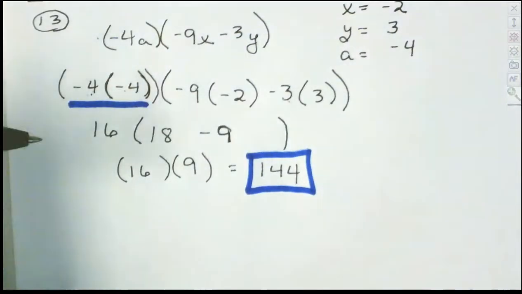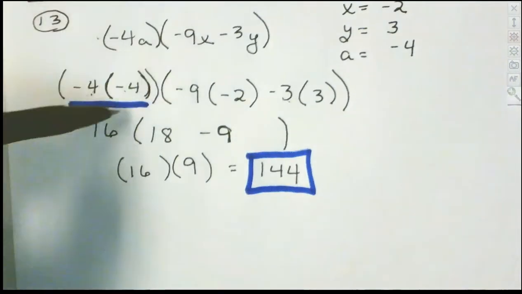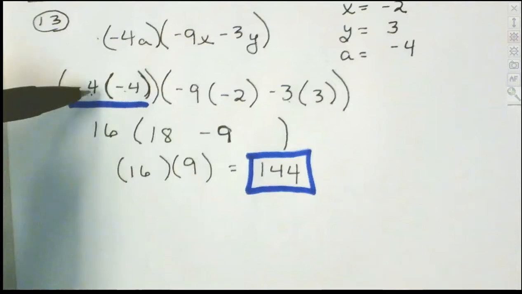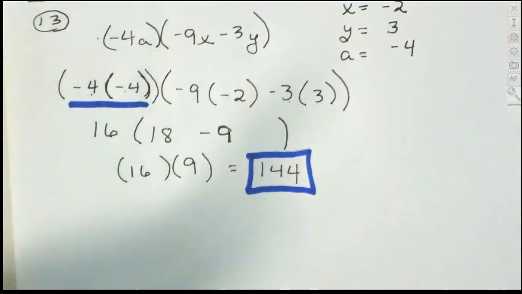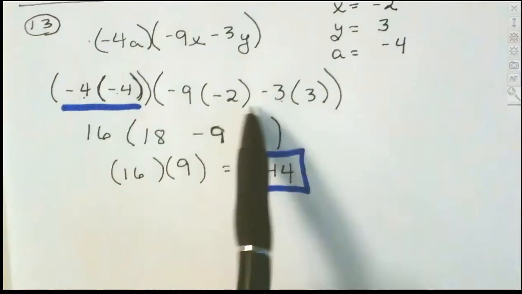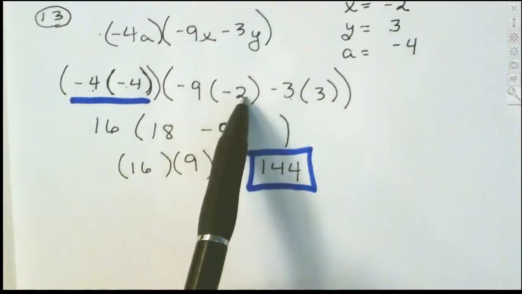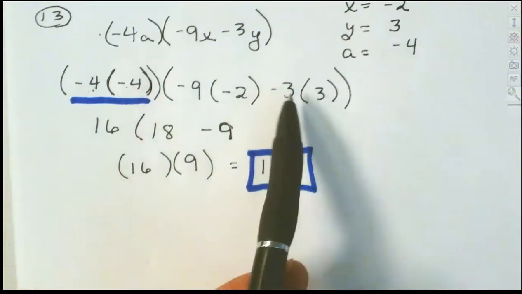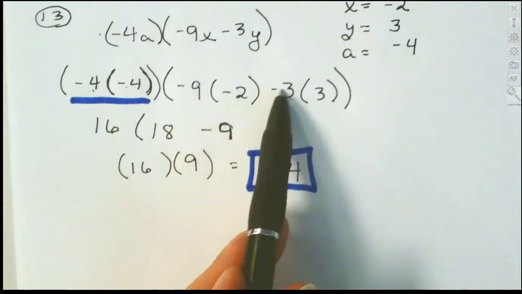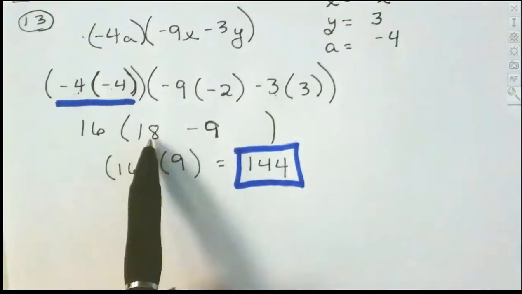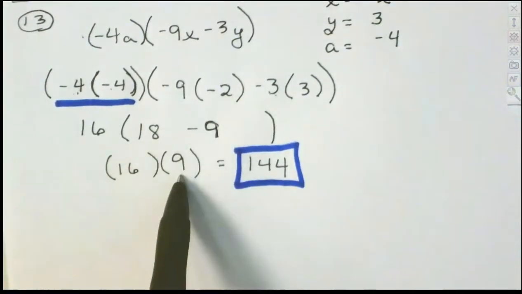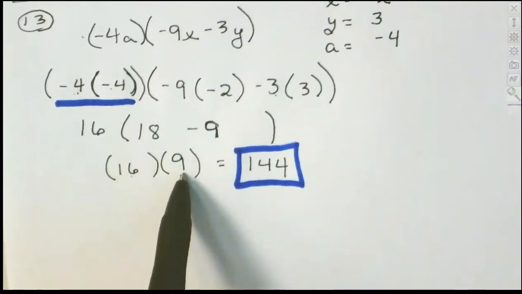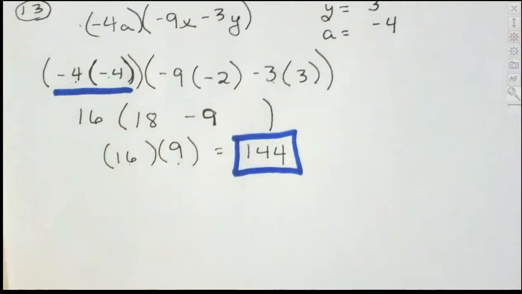Then I went and I worked through. So the first set of parentheses, I can deal with it itself. Negative and negative makes it positive, so 4 and 4 makes it 16. Then I did the inside of this one next. Negative 9 times negative 2. Negative and negative makes it a positive 18. 3 times 3 makes it 9. Negative sign comes down. 18 minus 9 makes it 9. And then 16 out in front times the 9 that's left over. That gives you then that 144.